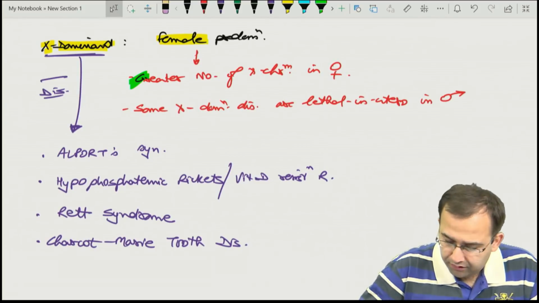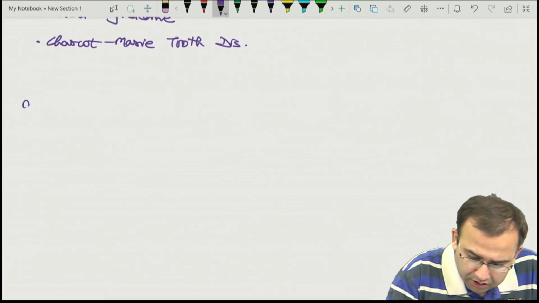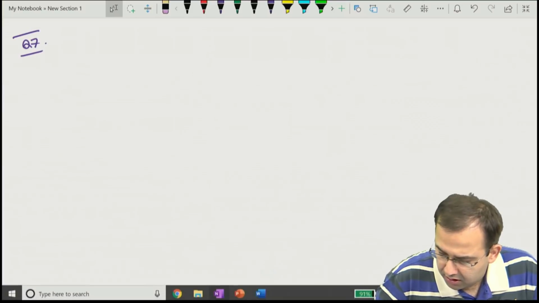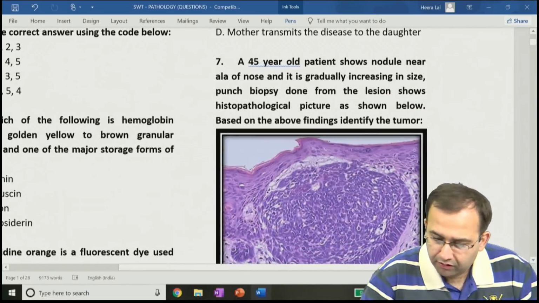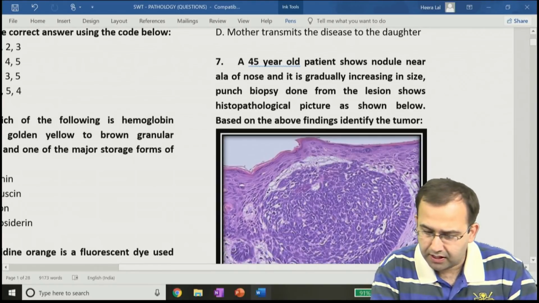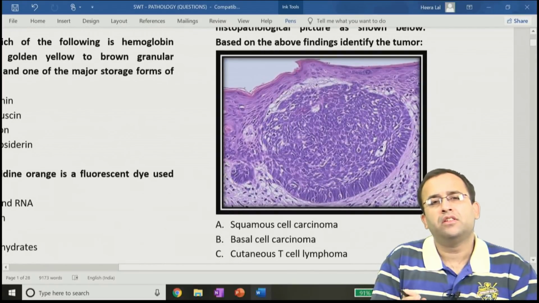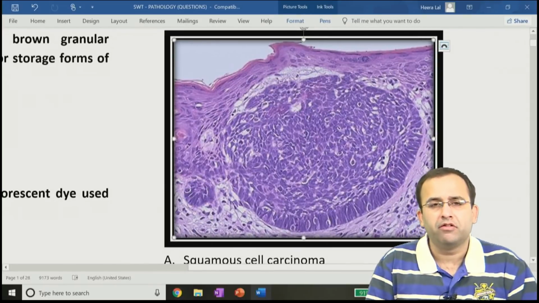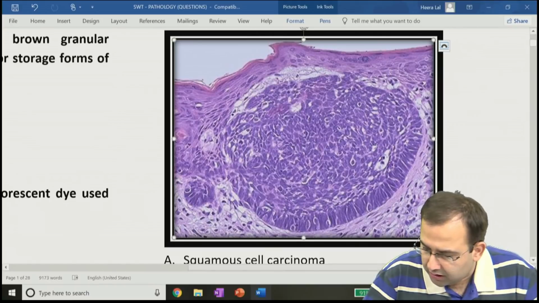Next point. This gets us to our next question, question number 7. Let us have a look at this. A 45-year-old male shows a nodule near the ala of the nose, which is gradually increasing in size. Punch biopsy shows this lesion. Now, treat this as a no history slide. This image is self-explanatory. We need nothing other than the image.